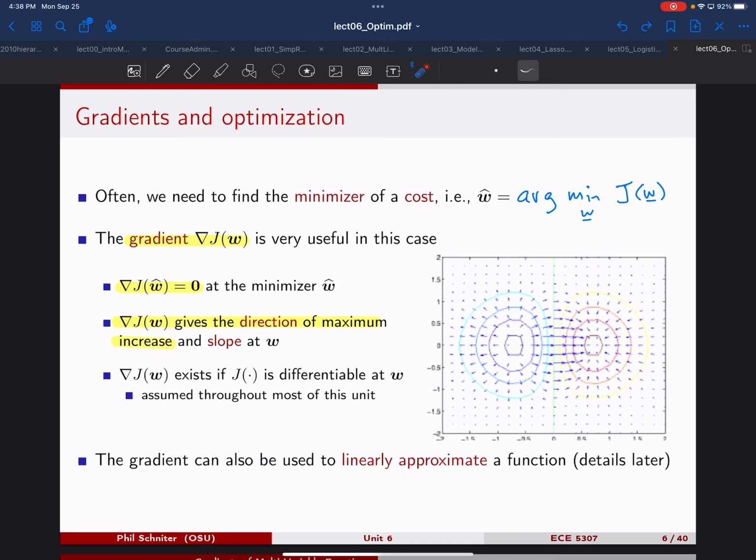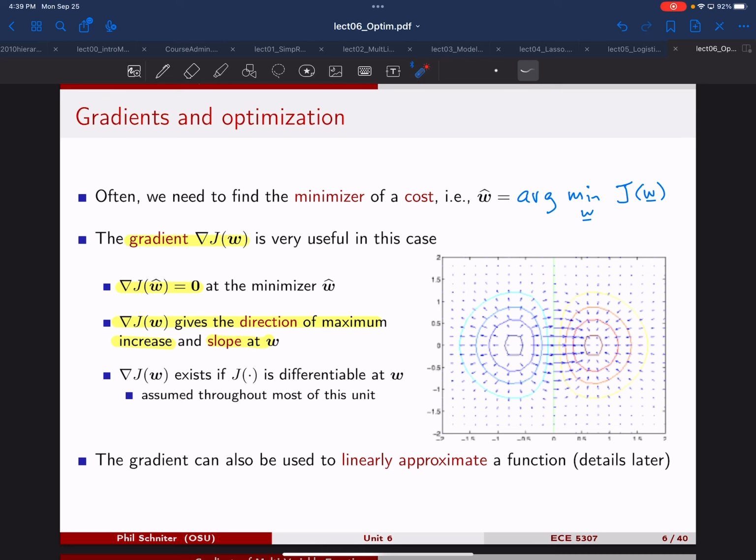Okay, so the gradient tells us the direction, but it also tells us the slope, essentially how steep it is going uphill. And we'll get into why that is. And the last comment is that this gradient might not always exist. It does not exist if this thing is not differentiable. At a point of non-differentiability, there is no gradient. But we're going to assume this is not happening. Throughout most of this unit, we're just going to say we have a cost function that is differentiable, so let's not worry about whether it exists or not. We just assume it exists.